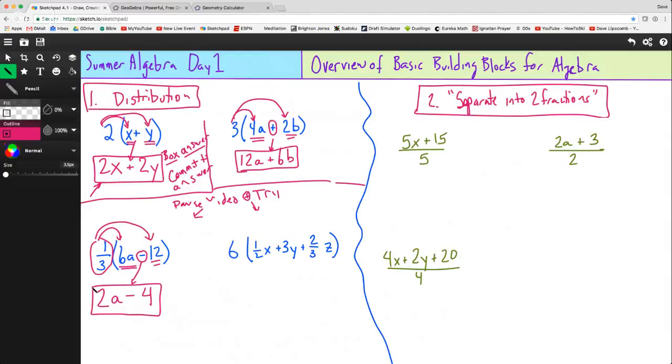Commit to your answer. Now, what's different about this last one? Well, over here we actually have 3 terms, because we have two addition signs. So now we need 3 arrows, because this 6 is multiplied by each term. So 6 times a half x is 3x. Move our plus down. 6 times 3y is 18y. Move our plus down. And 6 times 2/3 z is 4z.